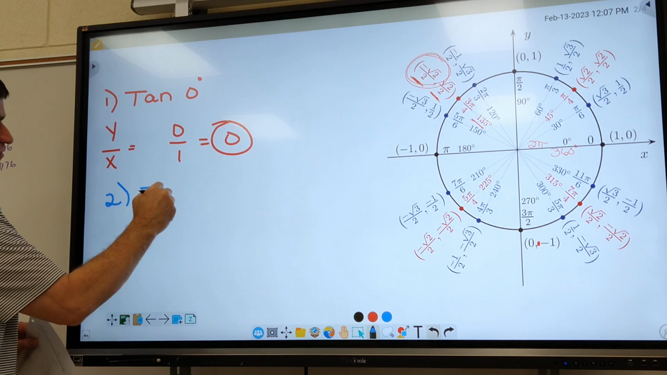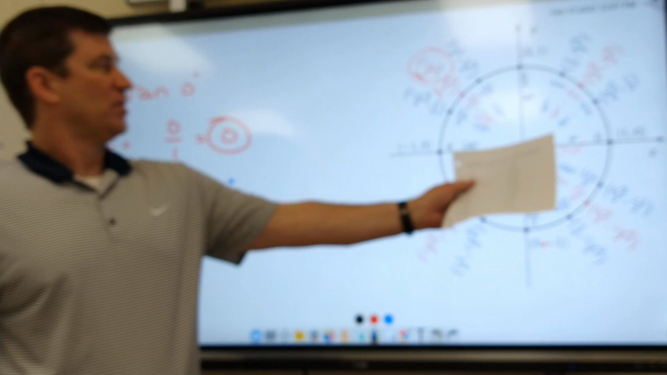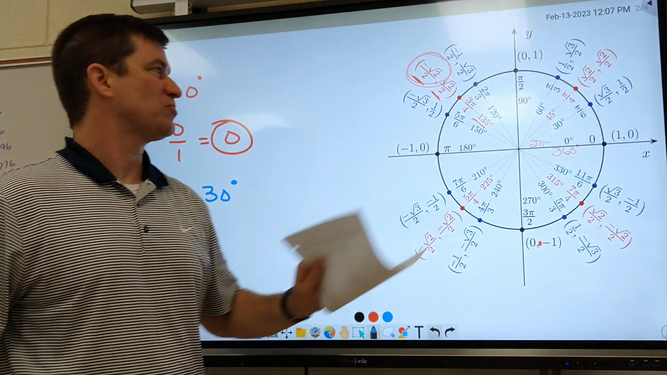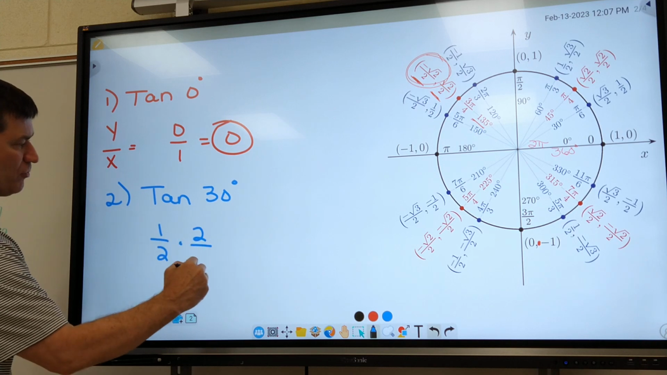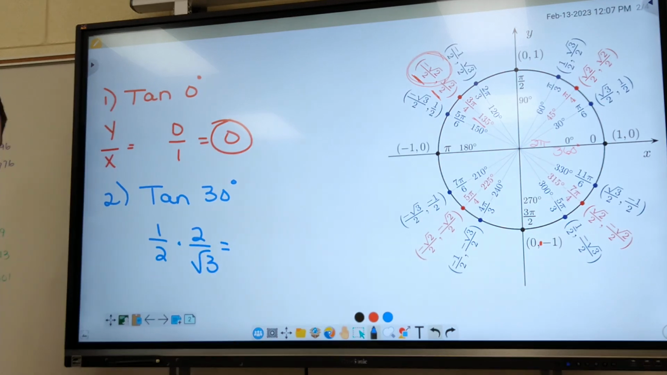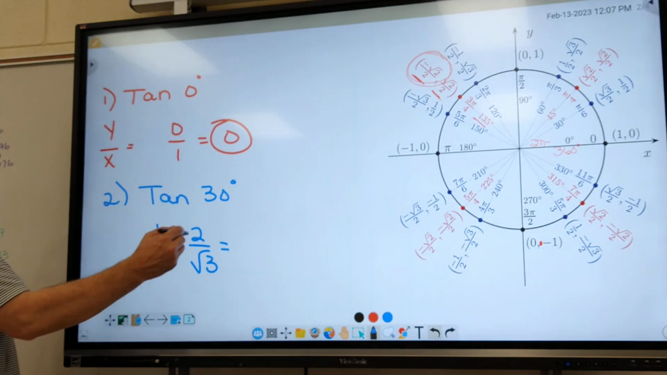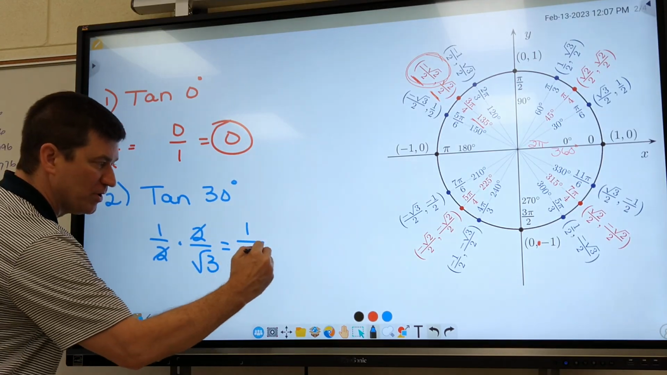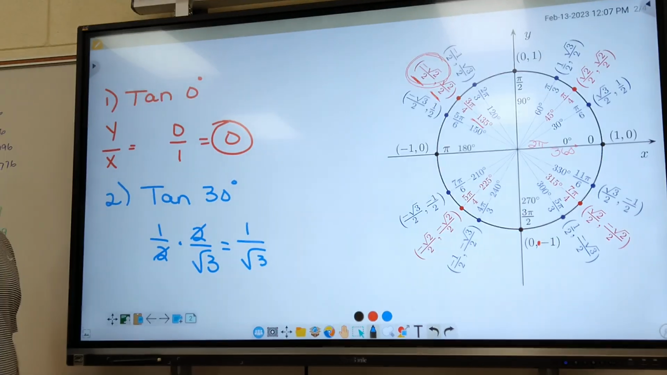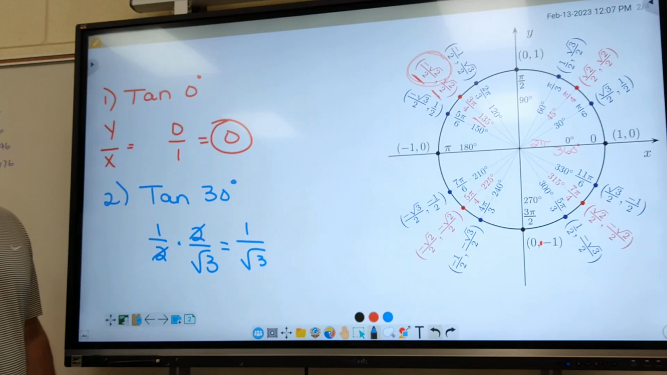We got tangent of 30 degrees. So here's 30 degrees. My formula is y over x. So I got 1/2 times 2 over root 3. All right, what cancels out? 2's cancel. Now what's left? I got a 1 left on top, and I got a root 3 left on the bottom. All right, can we leave it like that? How do we fix it?